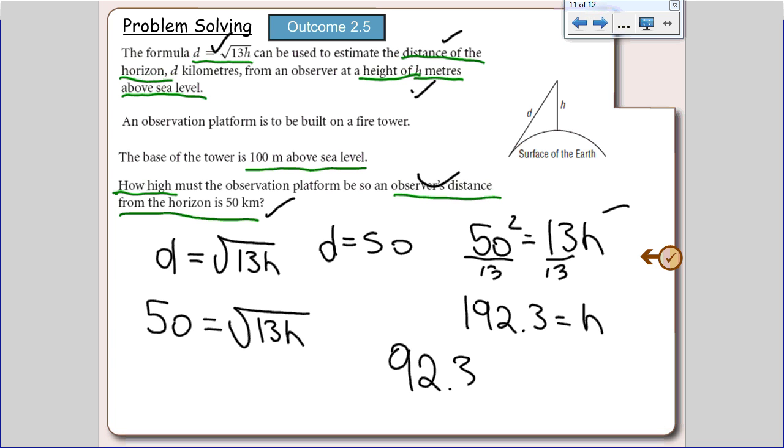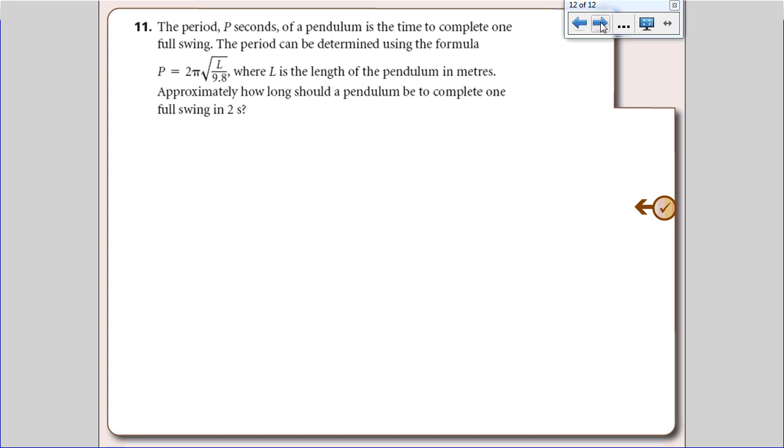Okay, got one more. Question: the period P seconds of a pendulum is the time to complete one full swing. What's a pendulum? A thing that swings back and forth. Yeah. The period can be determined using the formula that's underlined. It's going to be important. Where L is the length of the pendulum in meters. Approximately how long should a pendulum be to complete one full swing in 2 seconds?